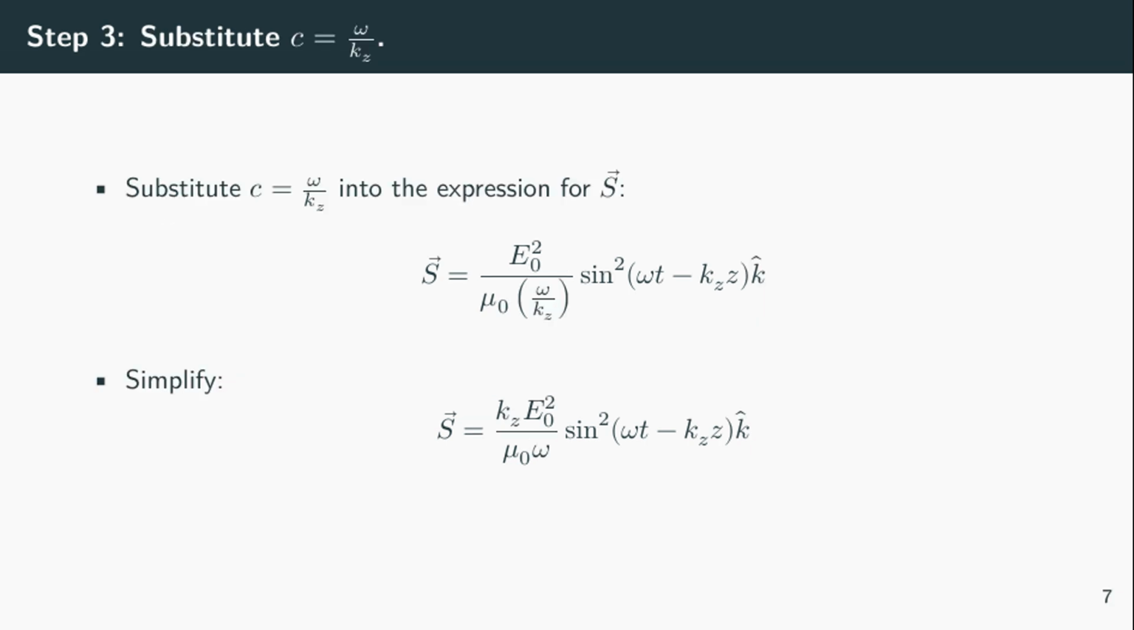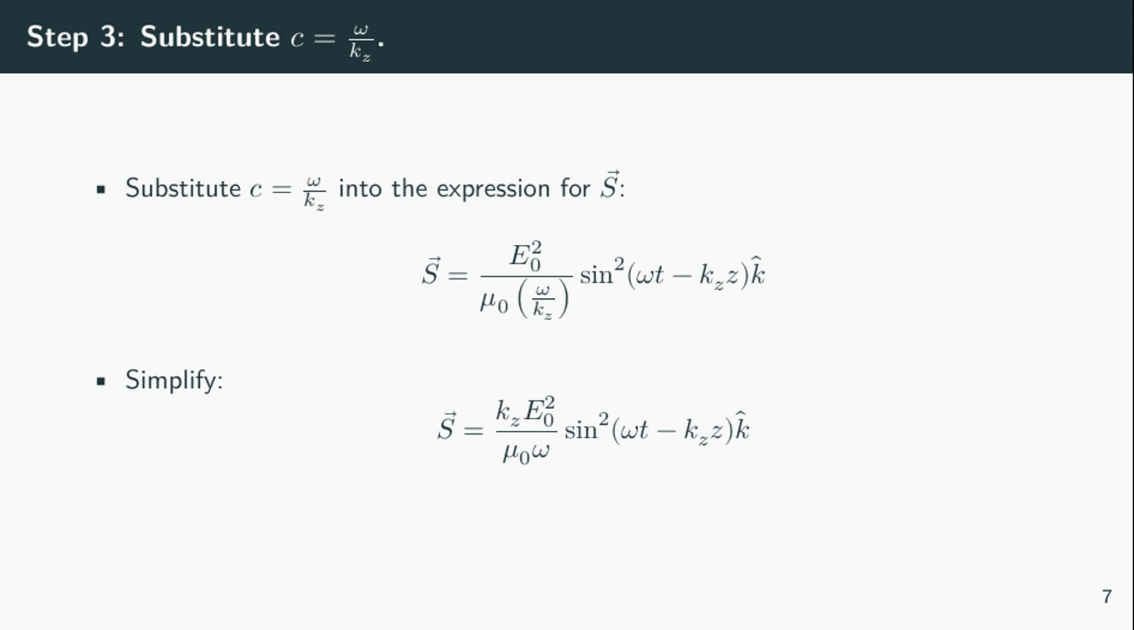We are almost there. Our expression for S still has c's in it and the options don't. Let's substitute the speed of light c with its expression in terms of omega and k sub z, which is c equals omega over k sub z. So we substitute c equals omega over k sub z into our expression for S vector. S vector equals E naught squared over mu naught times omega over k sub z times sine squared of omega t minus k sub z z in the k hat direction.